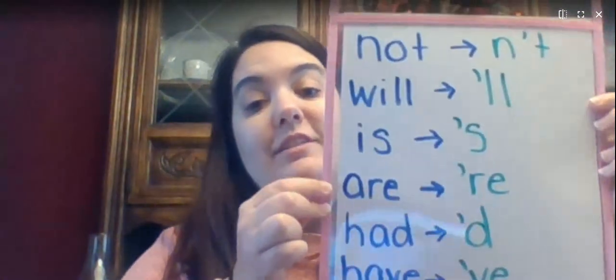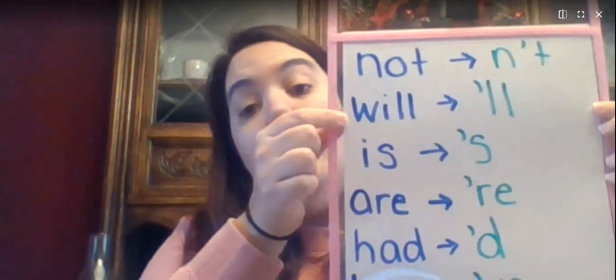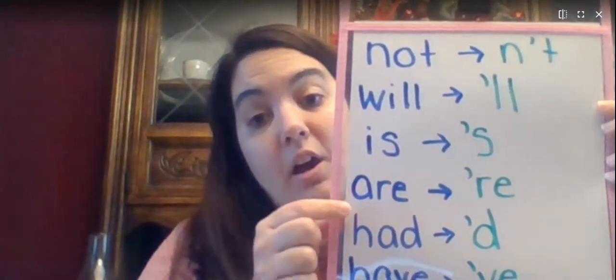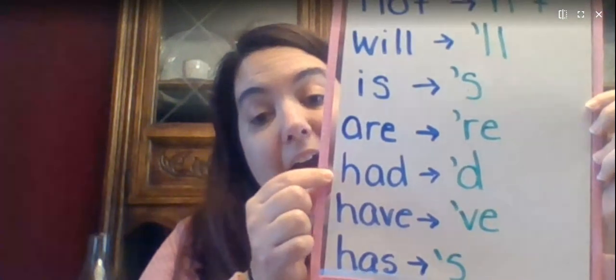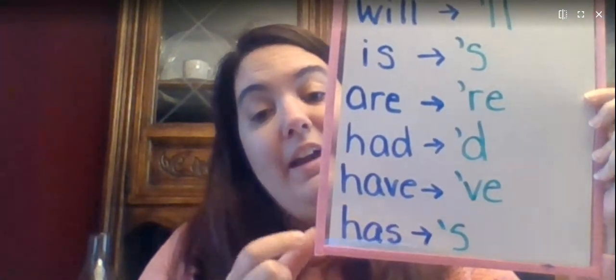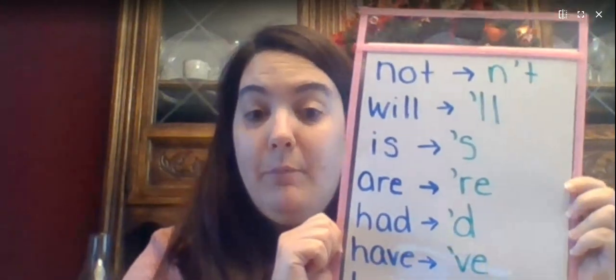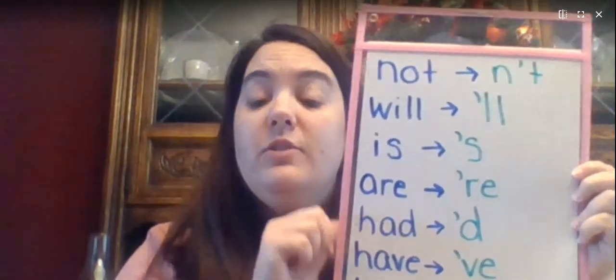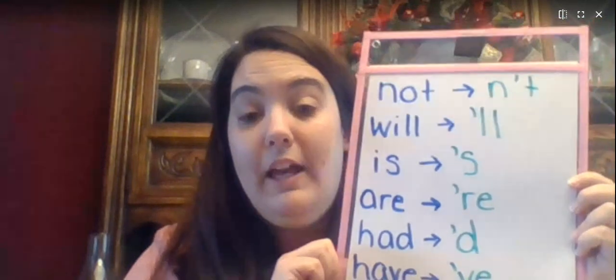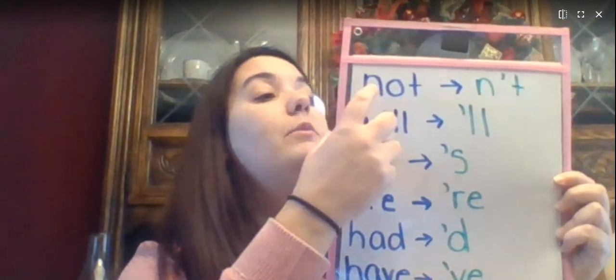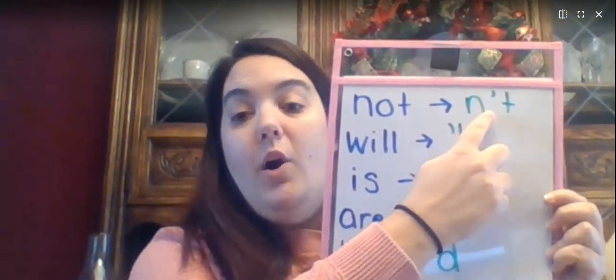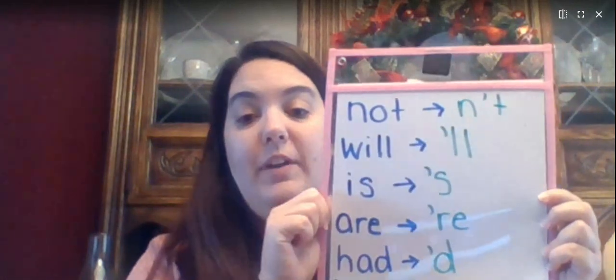Some of the words that we often use in contractions are not, will, is, are, had, have, and has. When we use these words as the second part of a contraction, these are the words that will substitute letters with an apostrophe. So, like we just had not, we take out the O and we make it an apostrophe.